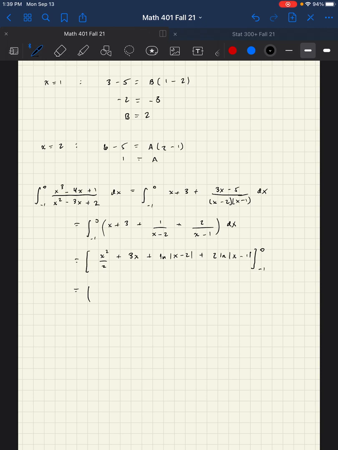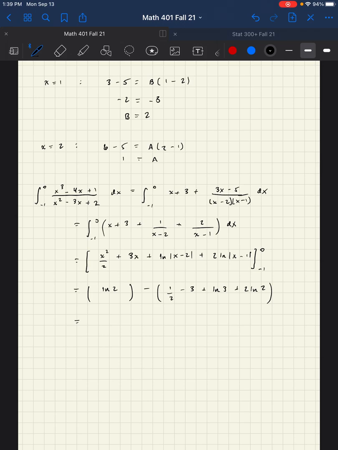So we're going to do 0 plus 0 plus ln of the absolute value of -2, so ln of 2, plus 2 ln of 1, which is 0. So that's that whole first set of terms, minus, plug in -1, you get 1/2, minus 3, ln of 3, because -1 minus 2 becomes -3, absolute value of that, 3. And then lastly, plus 2 ln of 2, because -1 minus 1 is -2, absolute value of that is 2. There we go.